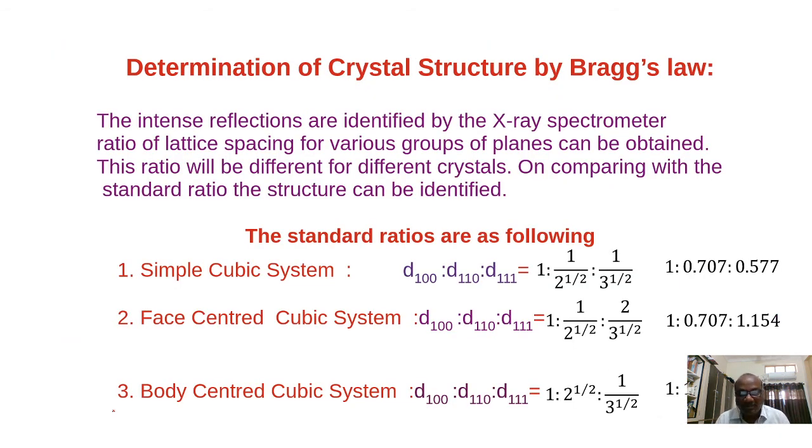Now, how to determine the crystal structure by Bragg's law? It may be the powder method or Bragg's method. We record the theta values from different planes. Here, the angle of incidence should be recorded from planes 100, 110 and 111, planes of the different systems. Means, for example, we want to determine the crystal structure of a given crystal.